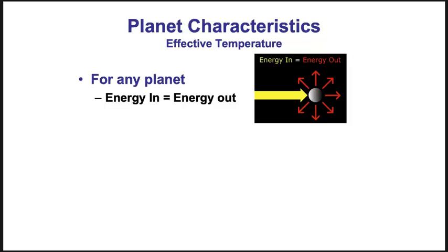Well, the effective temperature is the temperature of the planet at which the energy absorbed from its parent star and the energy that it re-radiates out into space are in equilibrium. Which is a complicated way of saying what?